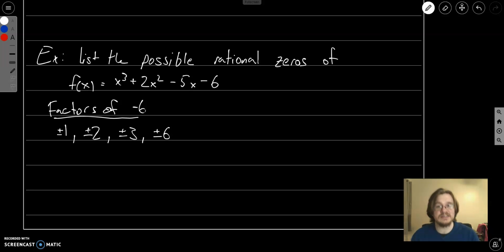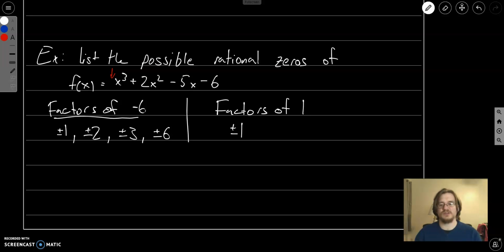So we have 8 factors of negative 6: plus 1, minus 1, plus 2, minus 2, plus 3, minus 3, plus 6, and minus 6. So we have all those. And now let's look at all the factors of 1, because 1 is the coefficient of the leading term here. Well, the only number that divides 1 is 1, but we could also say negative 1 divides 1. So considering positive and negative numbers, these are all the integers that divide 6, and these are all the integers that divide 1.